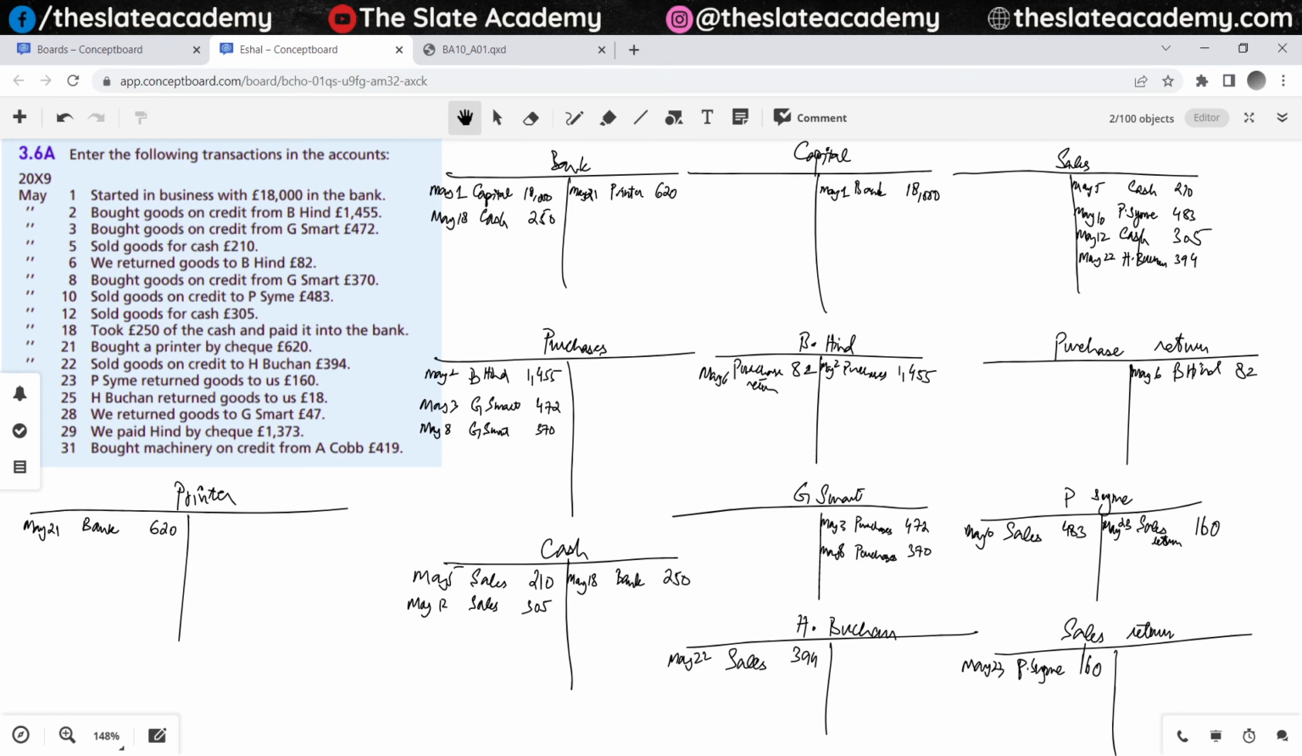Then H. Buchan also returned goods to us, 18. So again, sales return debit 18 and H. Buchan credit. This is May 25. Over here, I would write 18. This would be because of sales return. May 25.